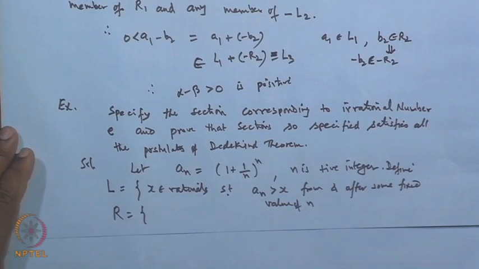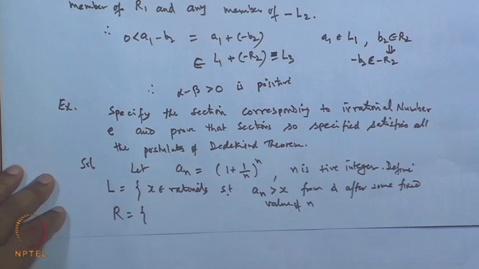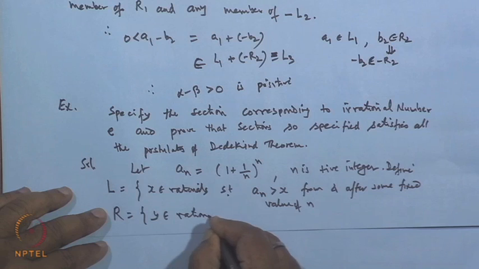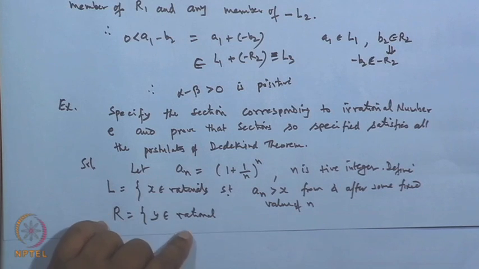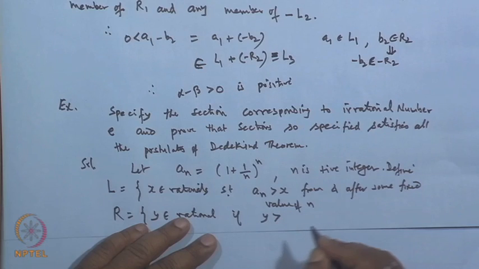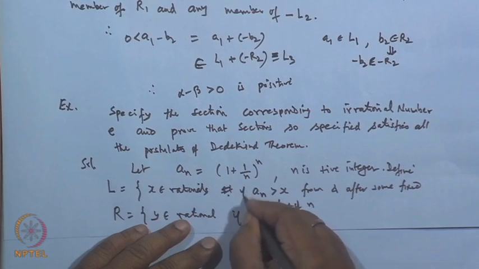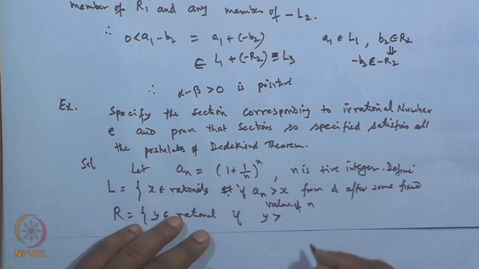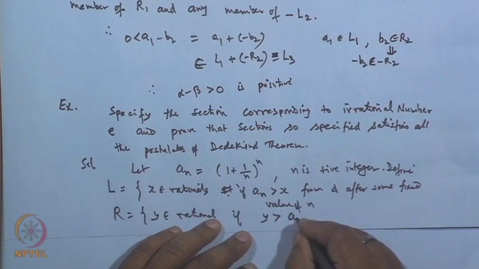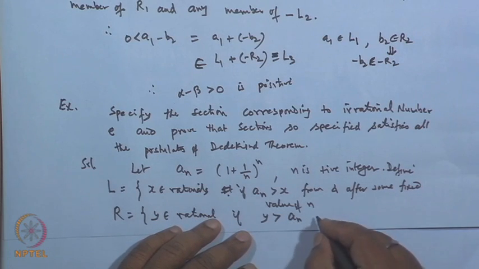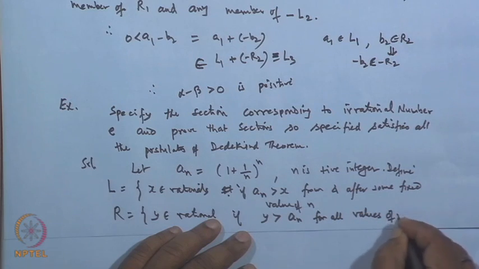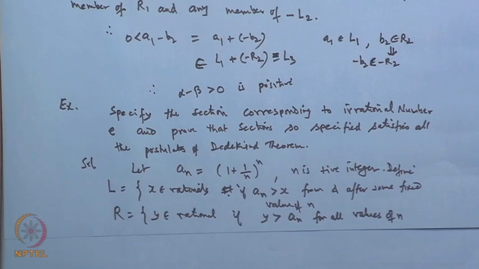The rational number p is in the upper class R if p is strictly greater than a n for all values of n, for all values of n.